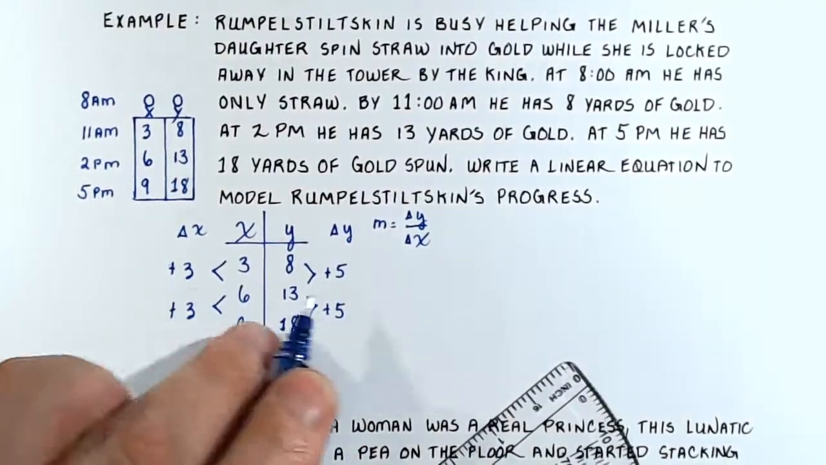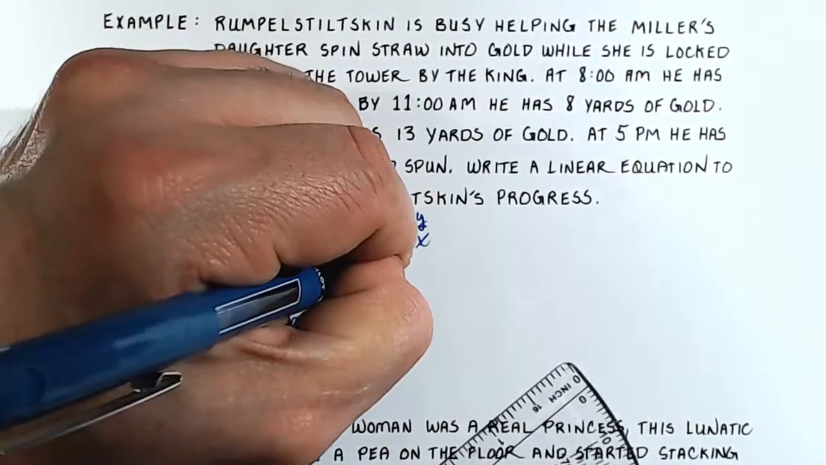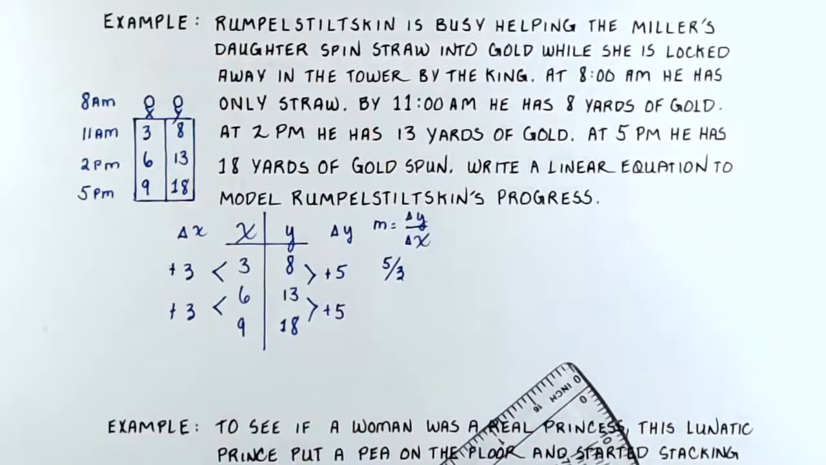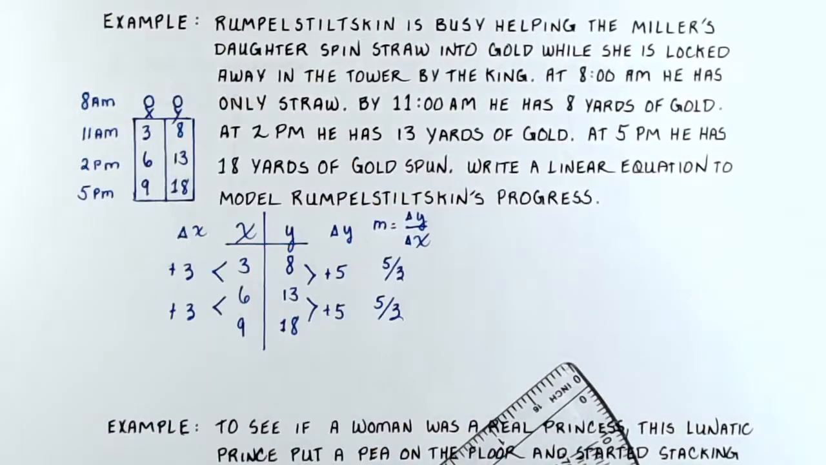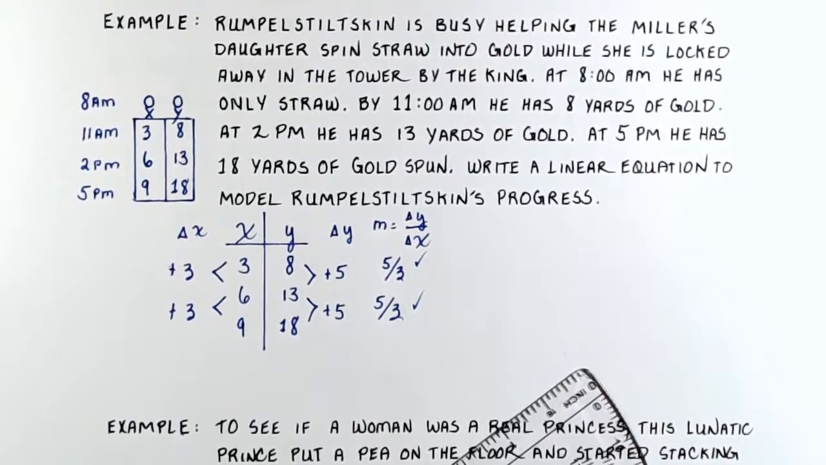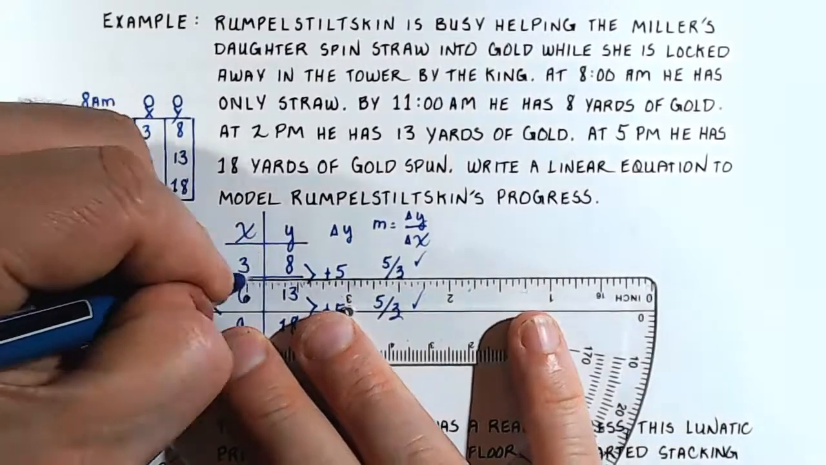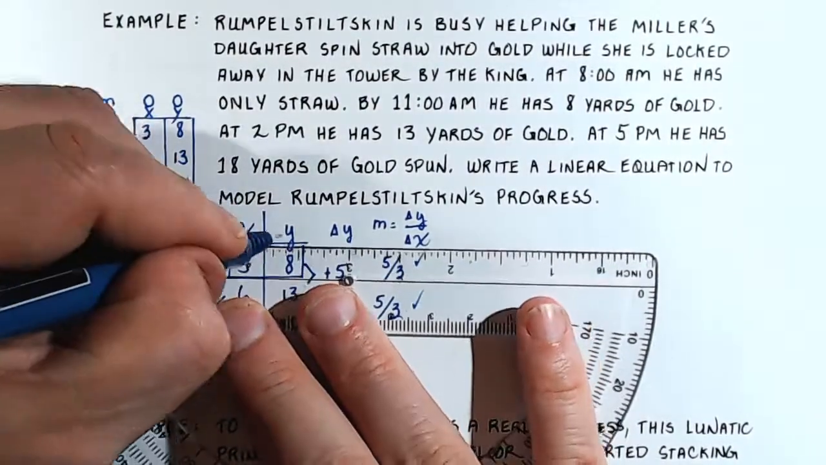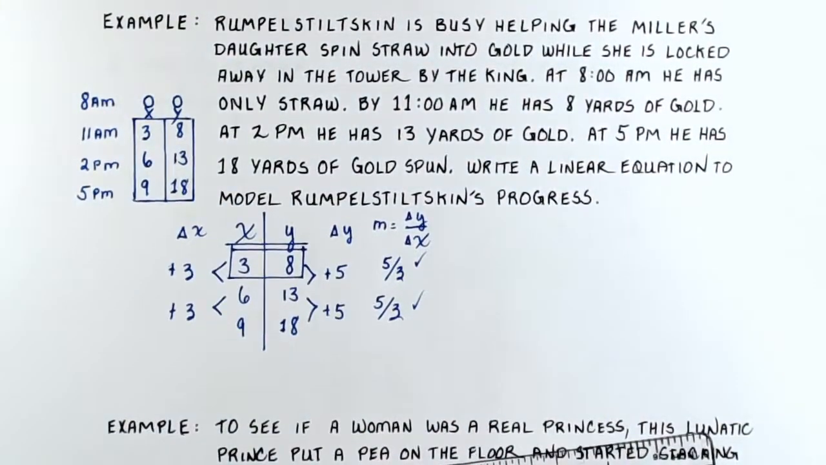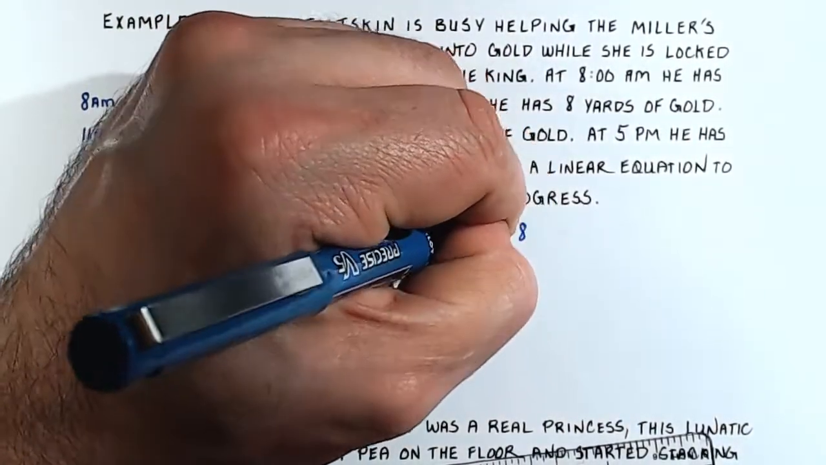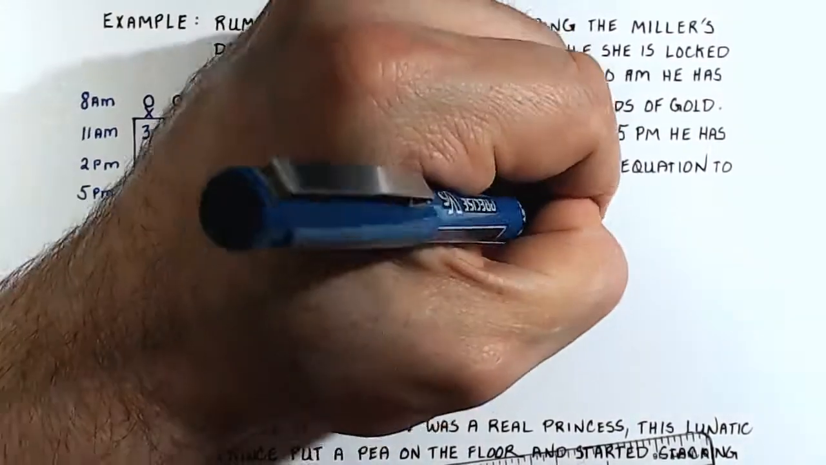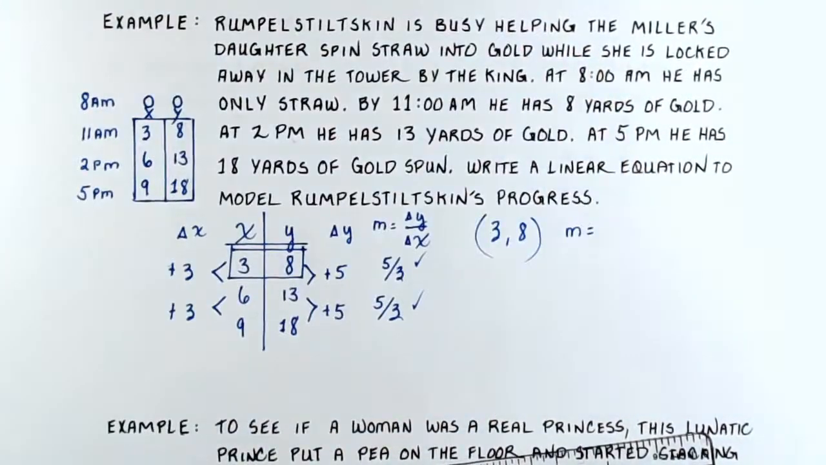So y over x here would be 5 over 3. And we're just going to write it as 5/3. And here y over x would be 5 over 3. So we're just going to write it as 5/3. Those are the same. Okay, so m equals 5/3. Now we just choose a pair of points. This one looks easiest, the 3 and the 8. So we've chosen our point. So now I've got a point and a slope. I've got 3, 8. And I have m equals 5/3.